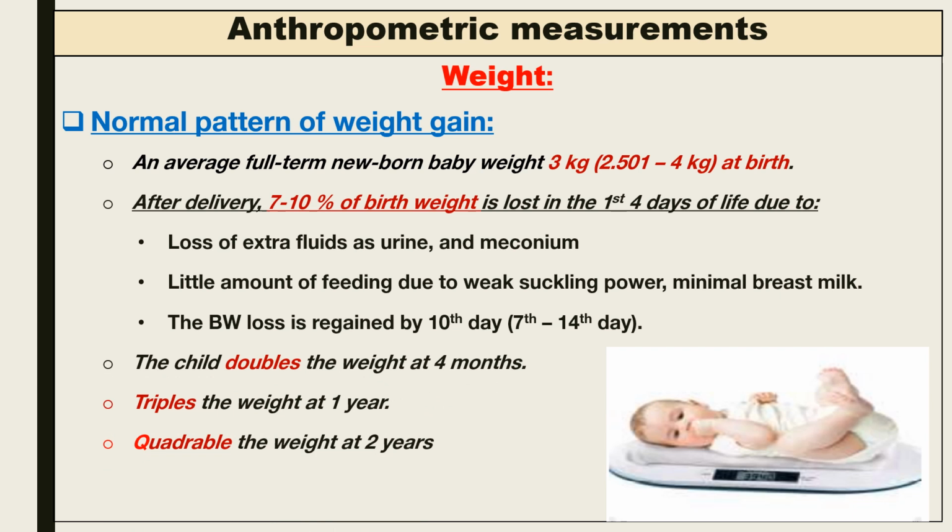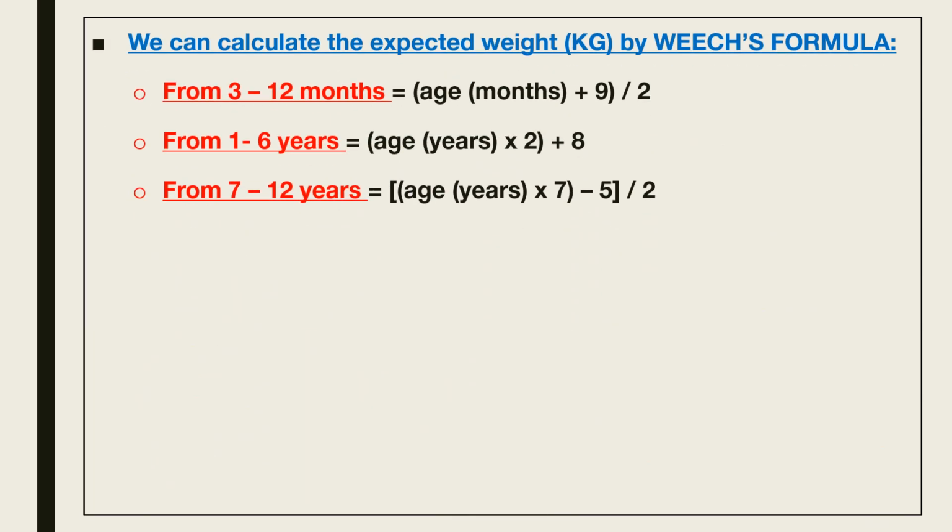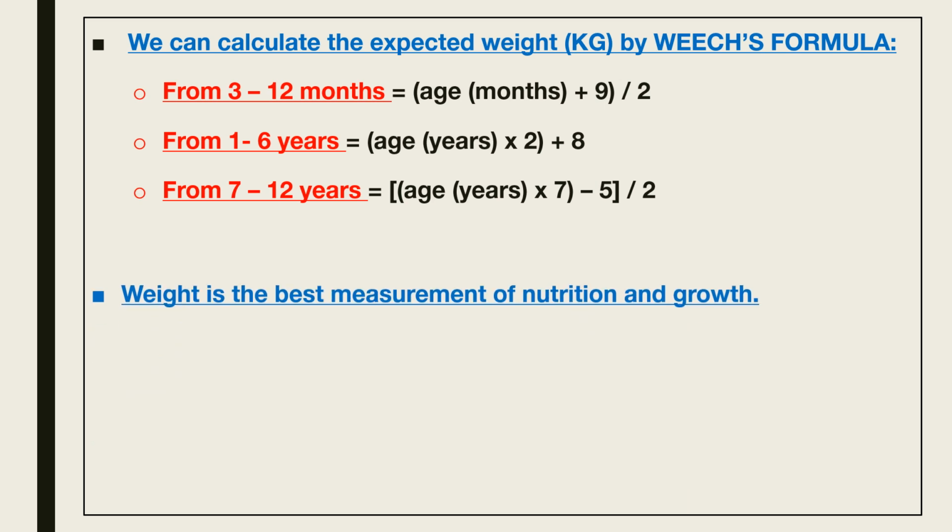The child doubles his weight at 4 months, triples his weight at 1 year, and quadruples the weight at 2 years. We have different equations to calculate the expected weight. From 3 to 12 months, we add the age in months plus 9, divided by 2. From 1 to 6 years, age in years multiplied by 2 plus 8. And from 7 to 12 years, age in years multiplied by 7 minus 5, divided by 2. So weight is the best measurement of nutrition and growth.